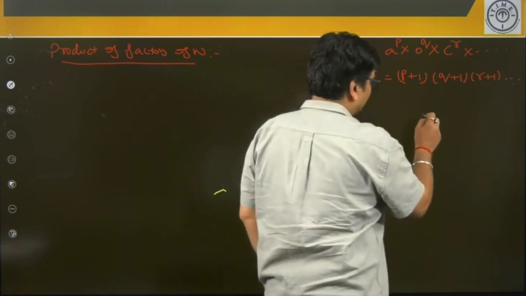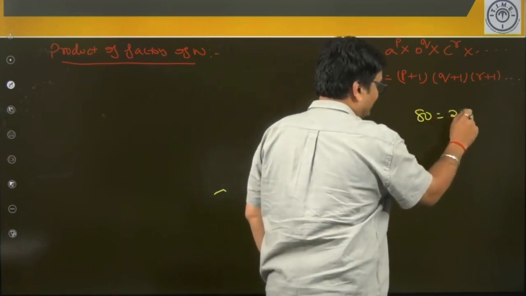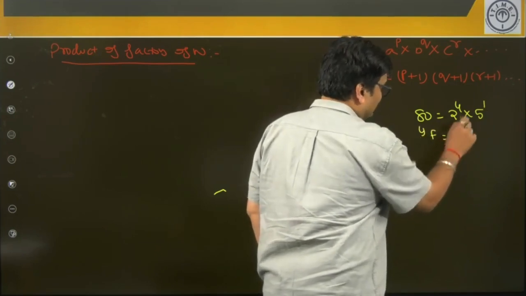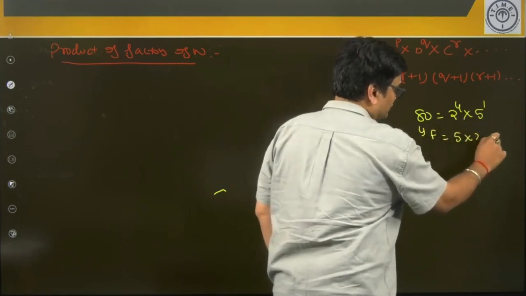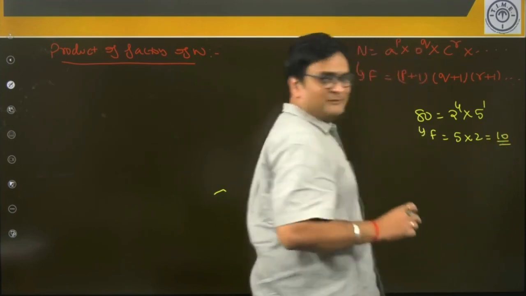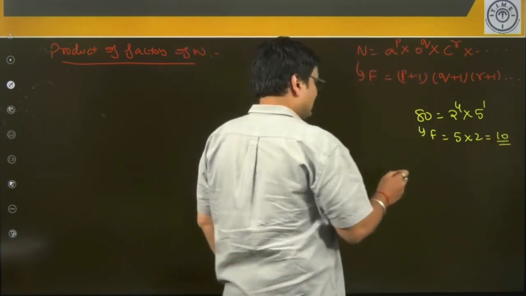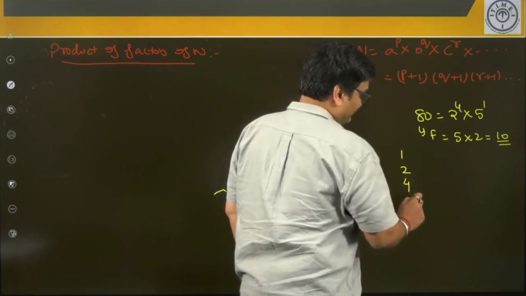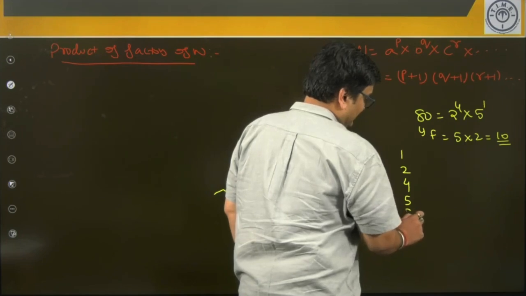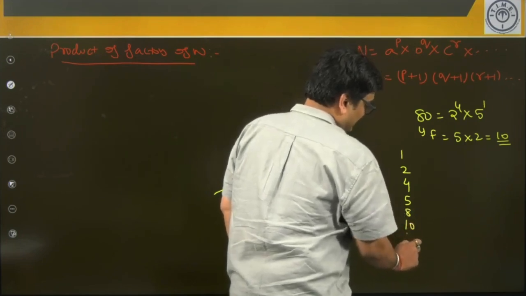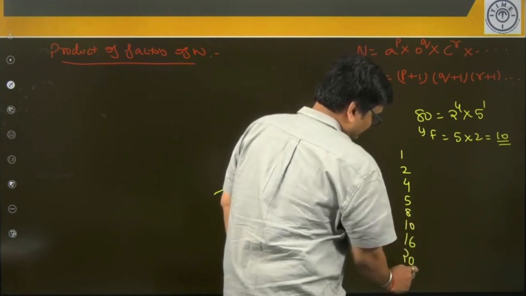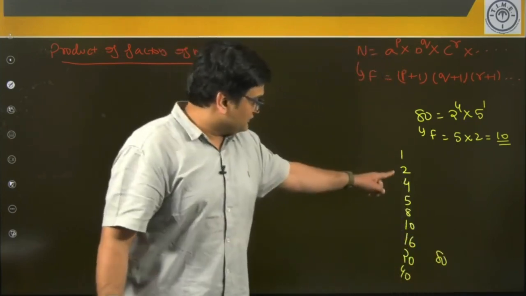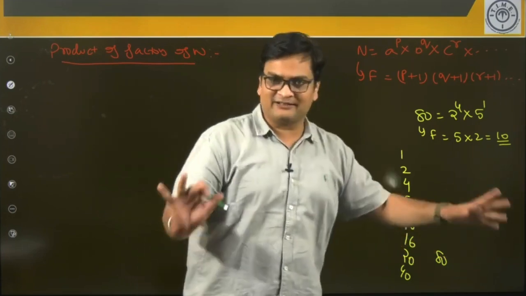Say I take a number like 80. The prime factorization of 80 is 2 power 4 into 5 power 1. So the number of factors will be (4 plus 1) into (1 plus 1), that is 5 into 2, which is 10. So overall there are 10 factors. What are those 10 factors? The factors are 1, 2, 4, 5, 8, 10, 16, 20, 40 and 80. As you can see, 1, 2, 3, 4, 5, 6, 7, 8, 9, 10 factors overall.